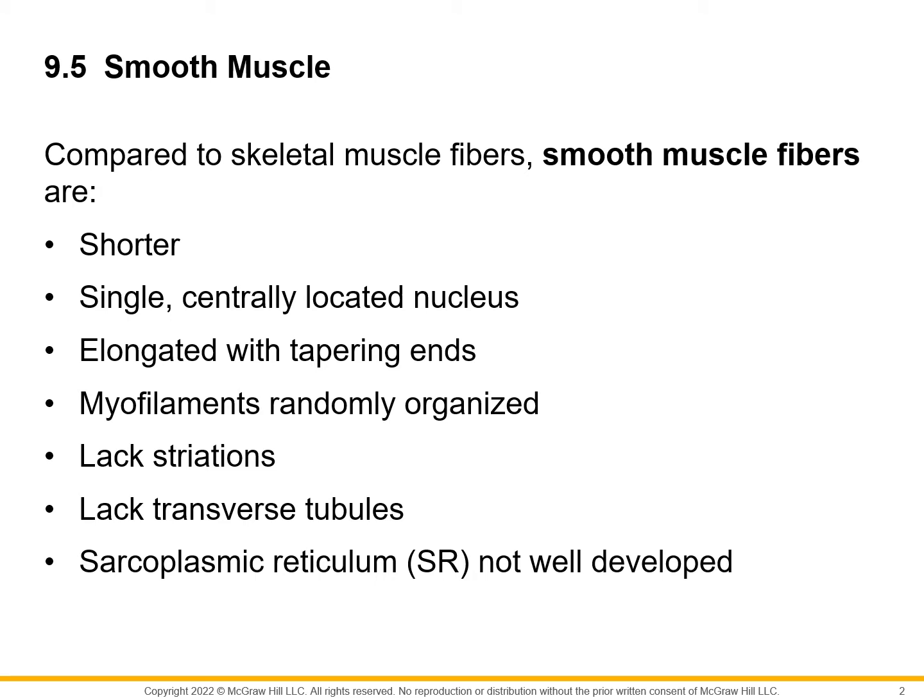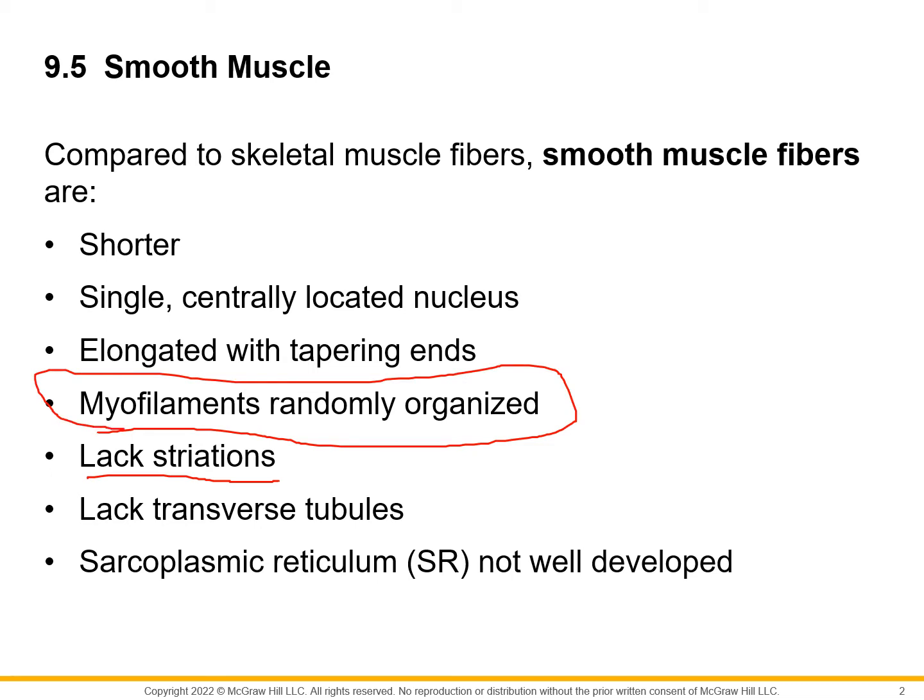Obviously, smooth muscle is called smooth muscle because it lacks striations. It lacks striations because the sarcomeres and the myofilaments are randomly organized. So there's no real set pattern. So that's why there's no striations. They are shorter. They only have a single nucleus. Now it lacks transverse tubules. There's reasons for some of this stuff, but we're not going to get into it. But I do want you to know for sure it lacks striations, and that's why it is called smooth.